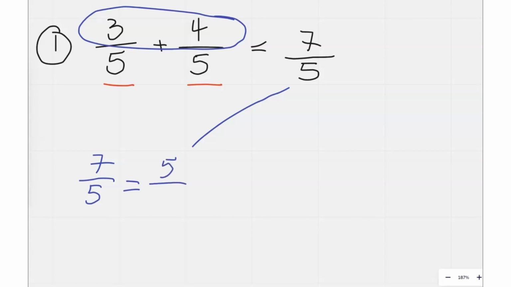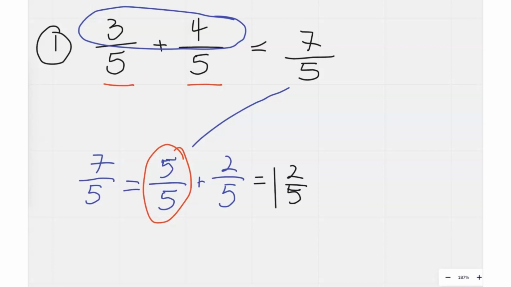From here, we can ask how much further away is 7/5 from 5/5? The answer to this is 2, because 7 minus 5 is 2. This ultimately simplifies to 1 2/5 as a mixed fraction. Let's move on to another example.